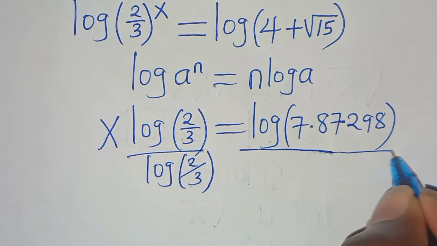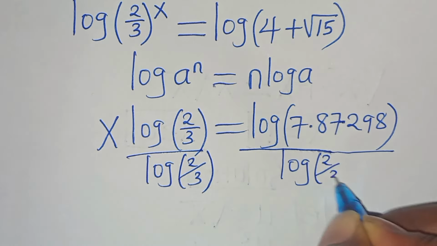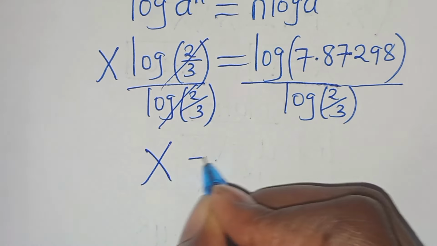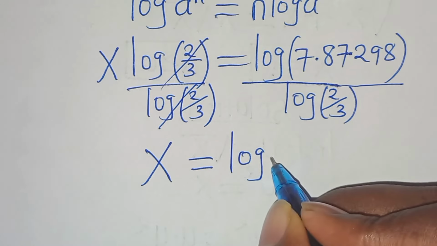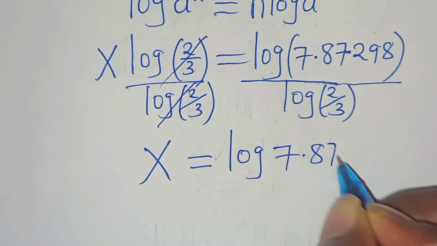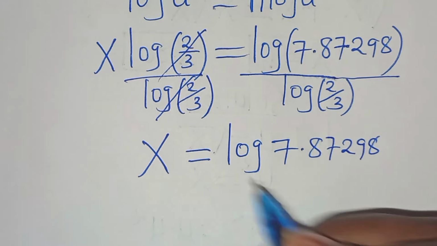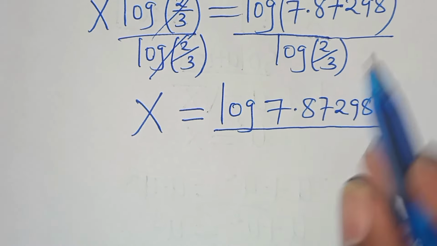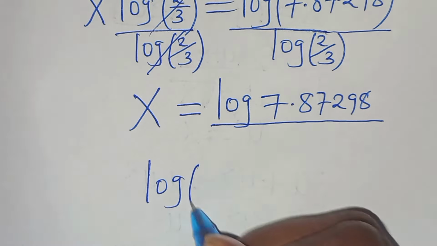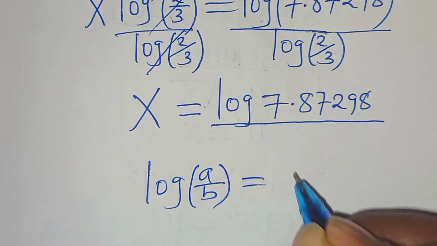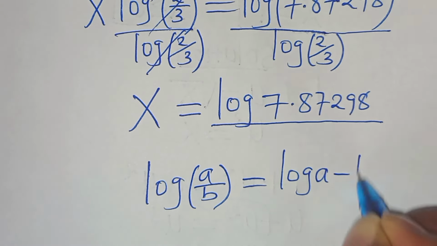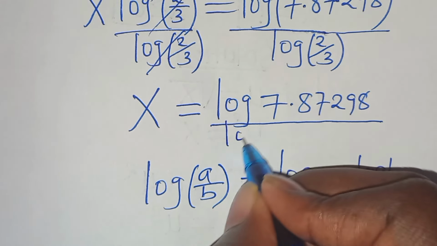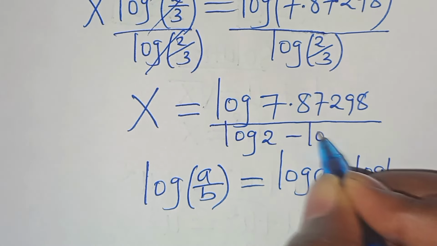So let's simplify here. We have x equal to log of 7.87298 divided by log (2/3). This is in the form of log a over b, which we can express as log a minus log b. Applying this logarithm property, here we have log 2 minus log 3.